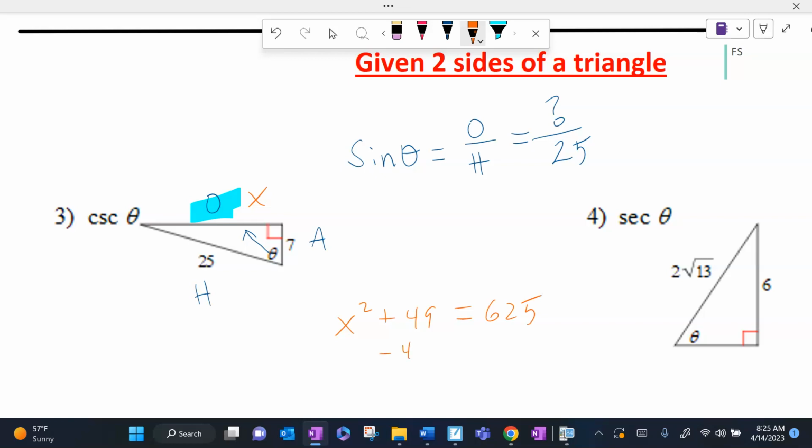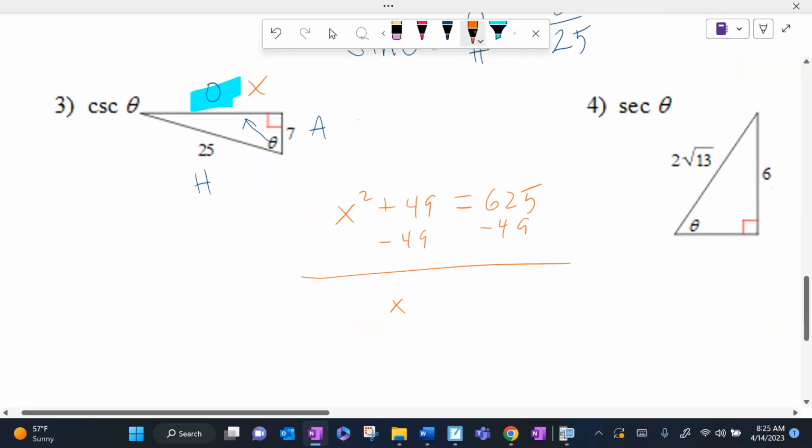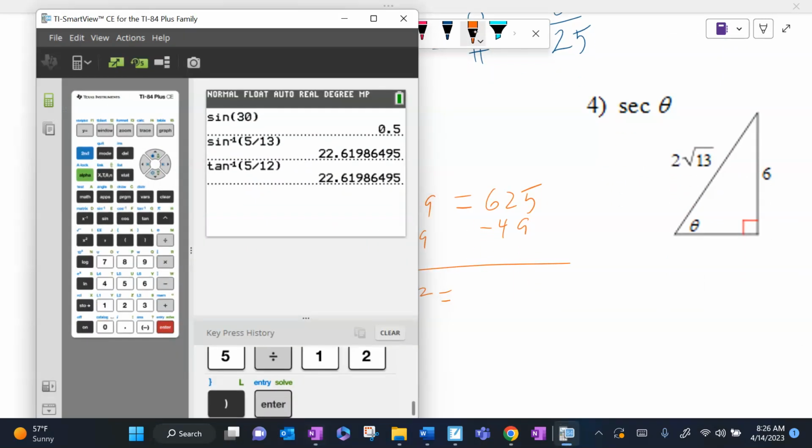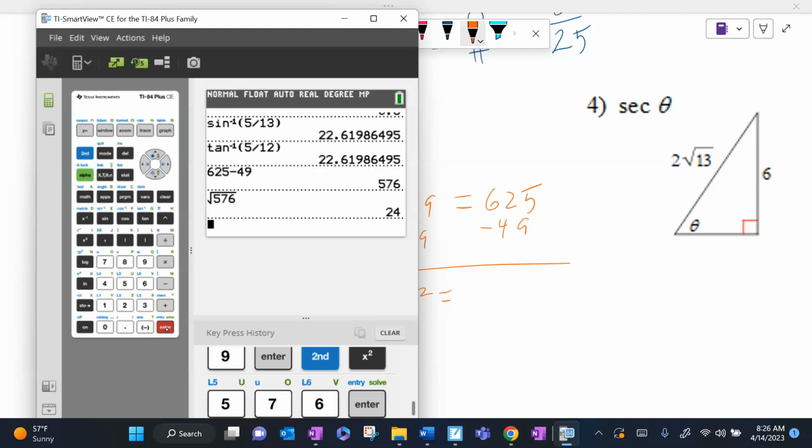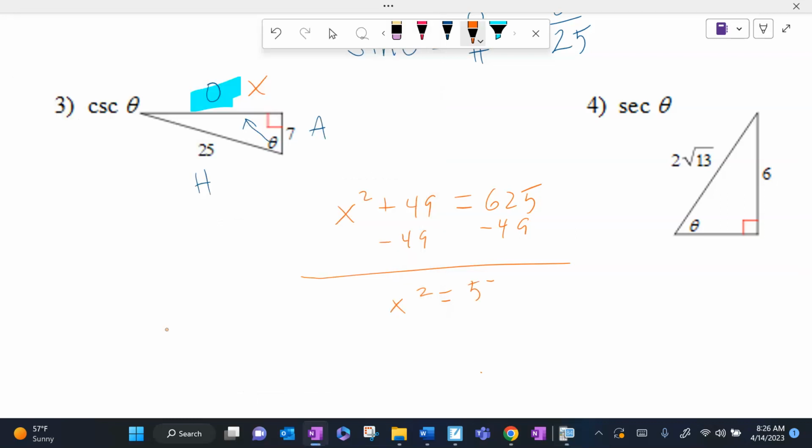From there, I'm going to subtract 49 from both sides. We get x squared equals 625 minus 49, which is 576, and then of course we're going to take the square root of that. And that should give us our answer, in this case, 24. Remember, whatever we do to one side we do to the other, and the opposite of squaring is square rooting. So we should get x equals 24.